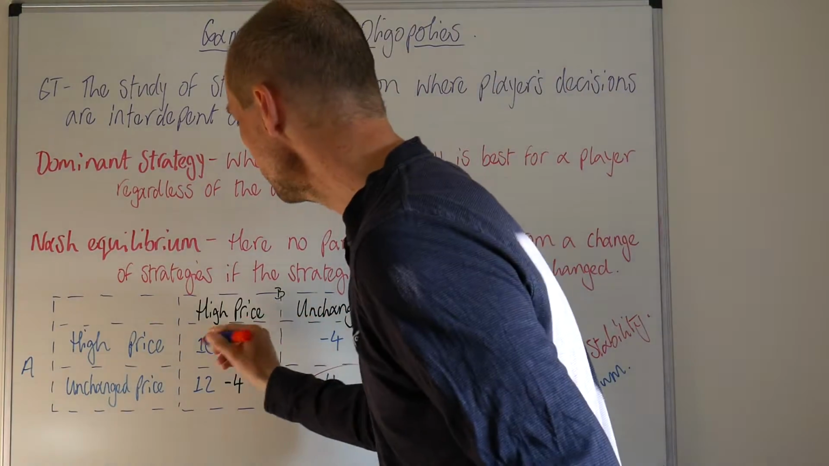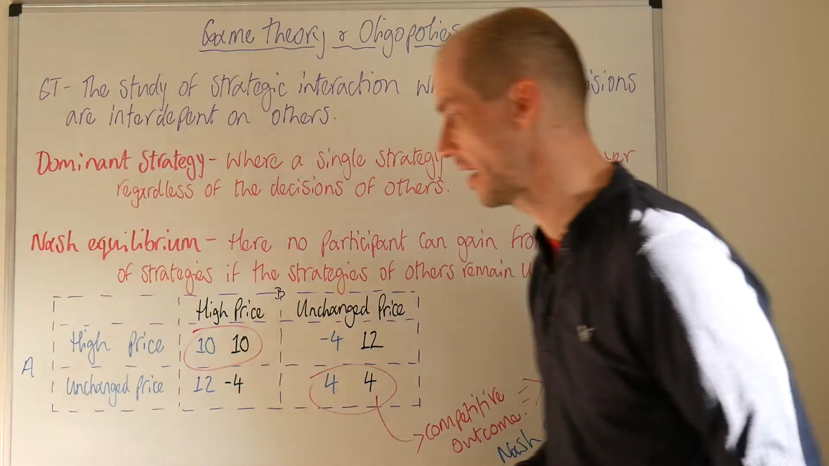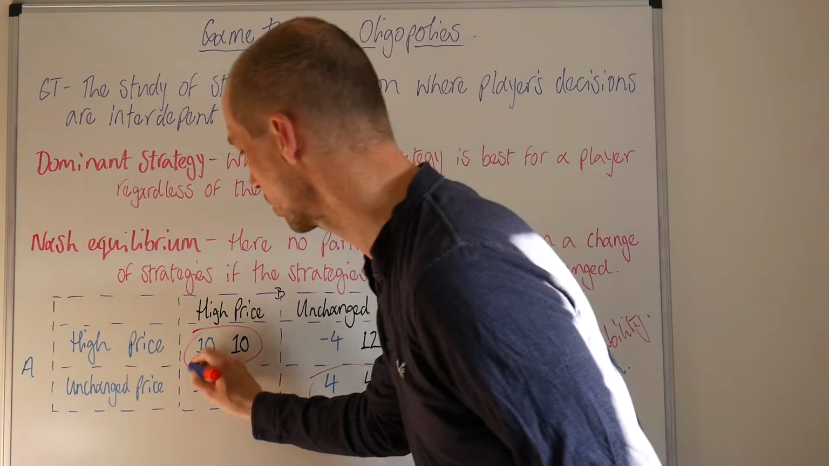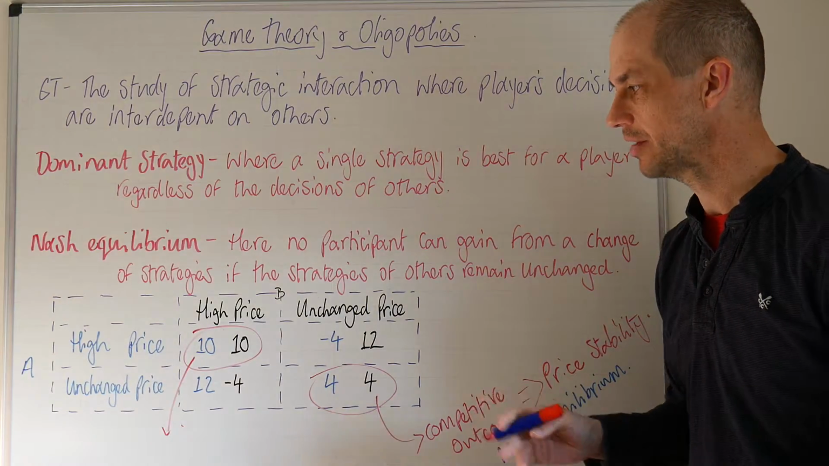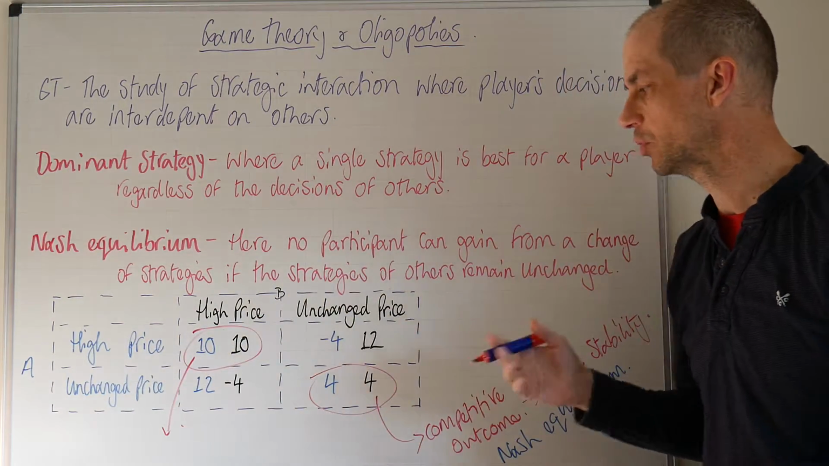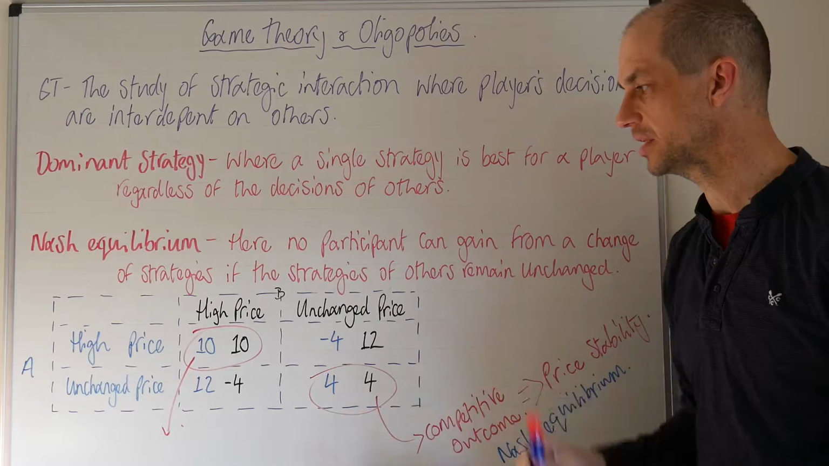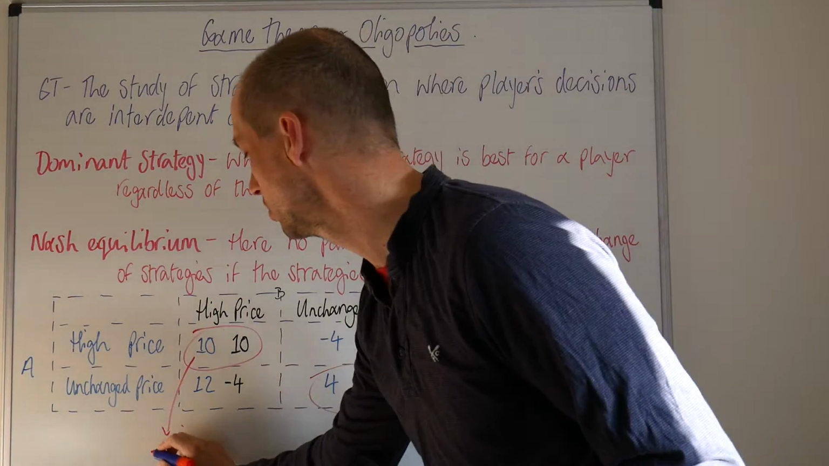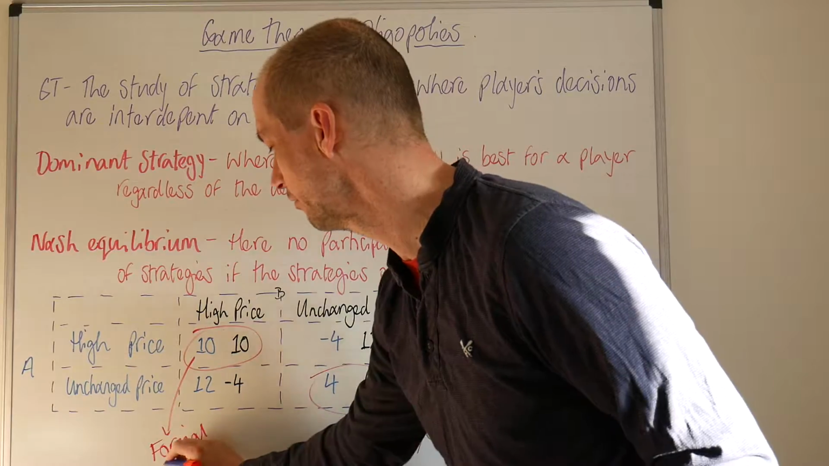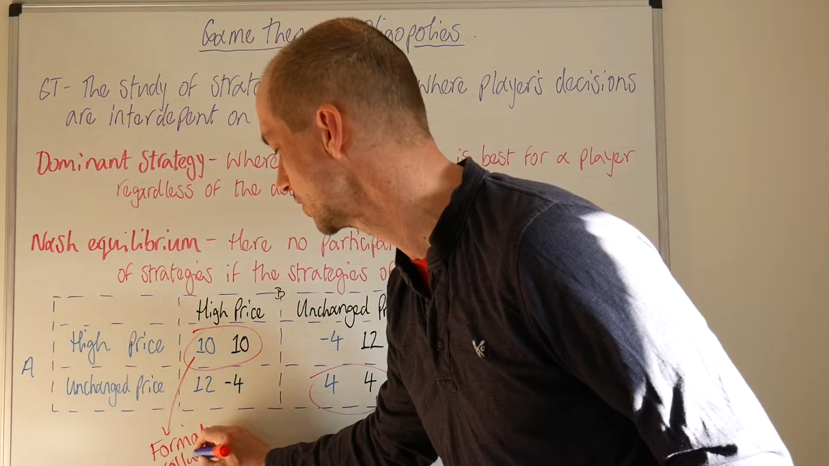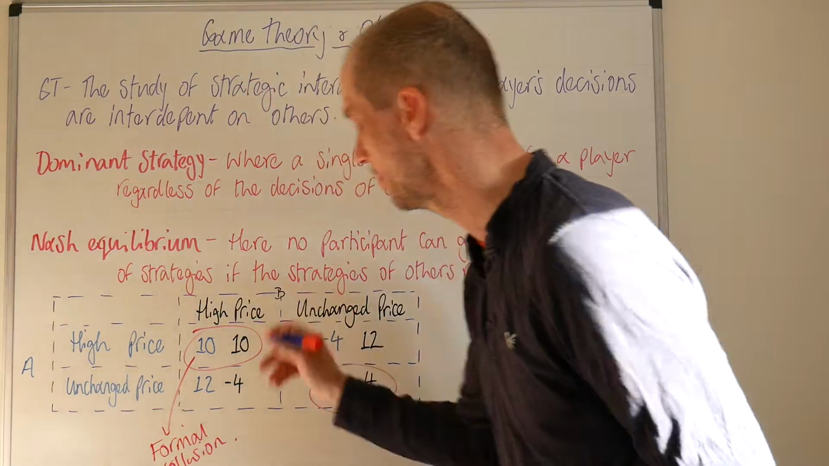Now, if we then have this outcome level, so we've got this outcome point here, well, what can we focus on here? Well, we've got high price. We can see that this is our competitive outcome. So this would be our formal collusive outcome. So this would be formal collusion taking place right here.